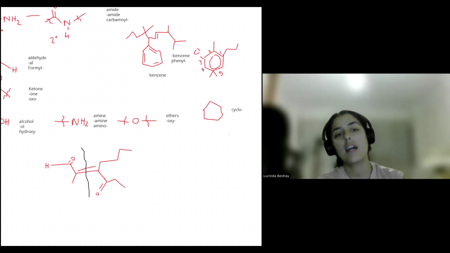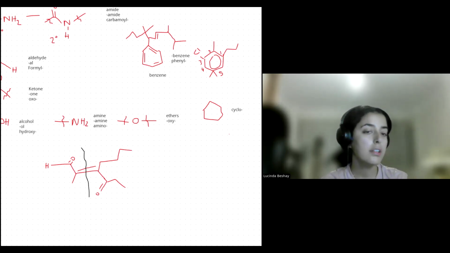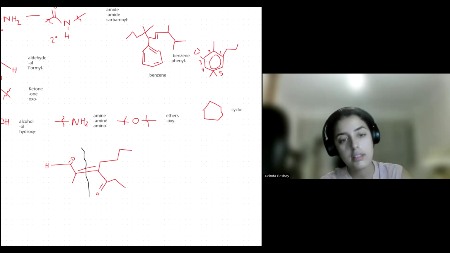So if I look at the right side, I want to identify which group is the highest priority. So in this case, is a ketone a higher priority than an alkane, or is it lower? Take a moment to think about it. Answer it in your head. Ketone is definitely the highest priority. So I'm going to put a 1 on the ketone. And this makes my other group a 2.